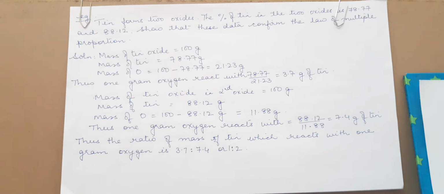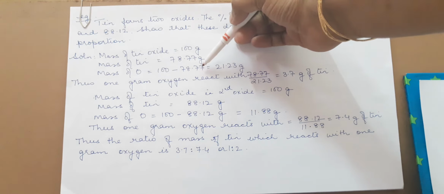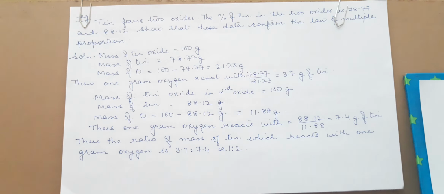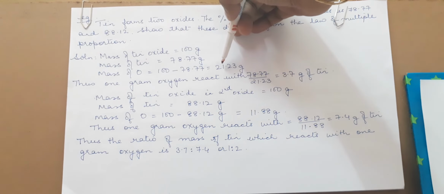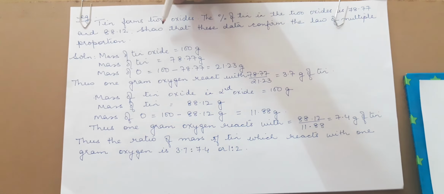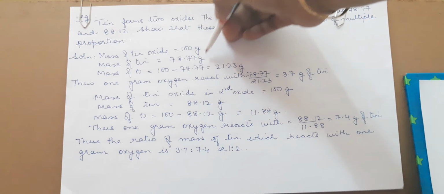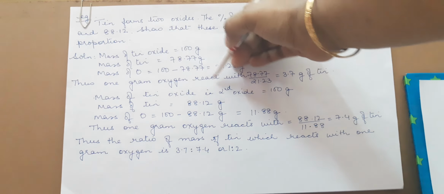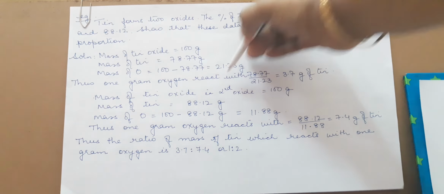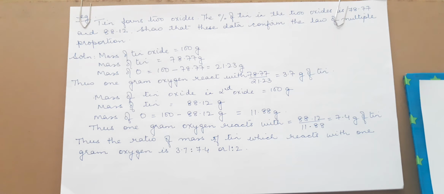So how much is oxygen? 100 minus 78.77 will become 21.23. I'm going to fix the value of oxygen. The mass of oxygen is 21.23 if I have 100 grams of the oxide. That means 78.77 amount of tin is going to combine with 21.23 amount of oxygen to give me the oxide.